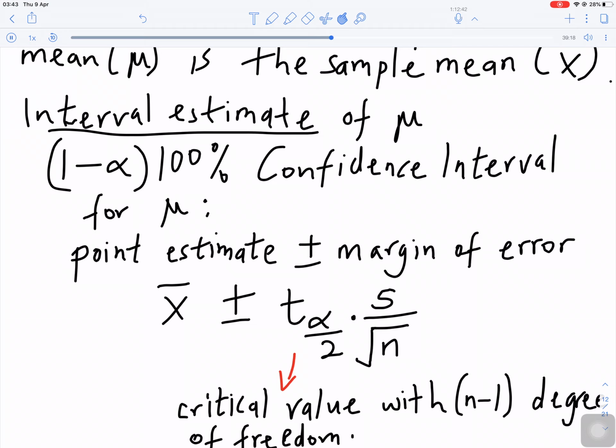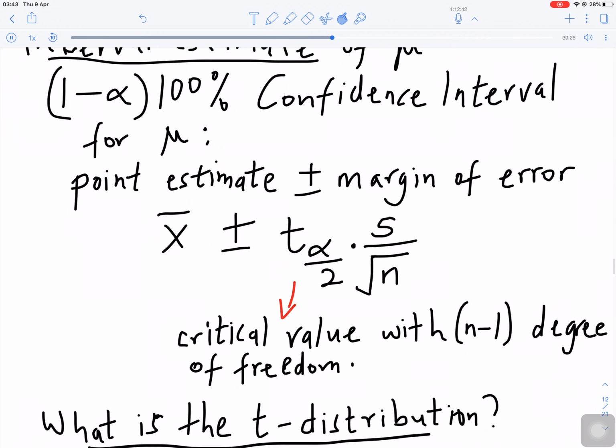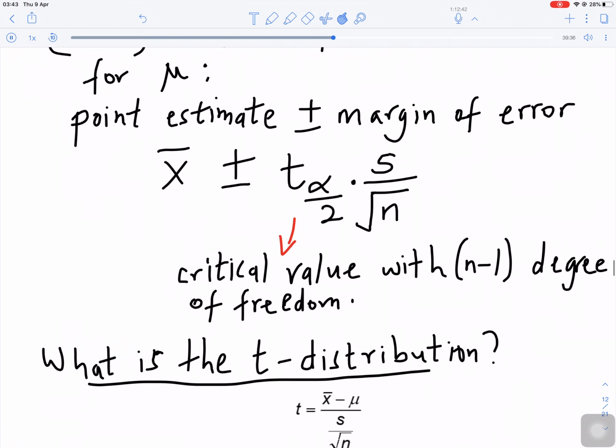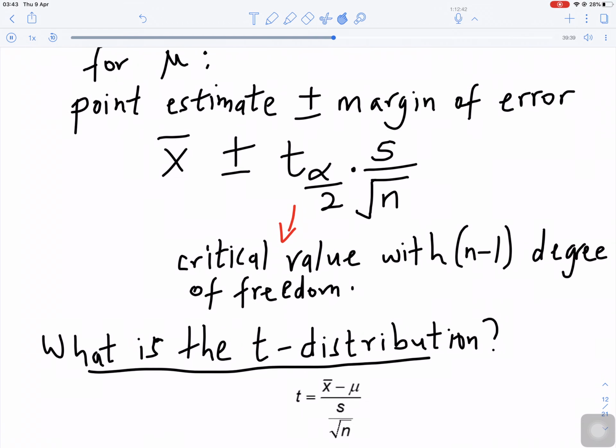Generally, a confidence interval is given as the point estimate plus or minus the margin of error. If we are estimating the population mean, then that will be x bar, which is the point estimate for mu, plus or minus t alpha over 2 times s over square root of n. At this point, we are seeing something new: t alpha over 2, what is that? I'll be speaking more about that, but we are familiar with s, the sample standard deviation, and n, the sample size.